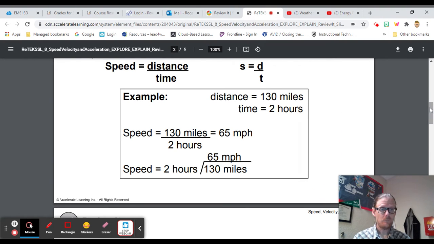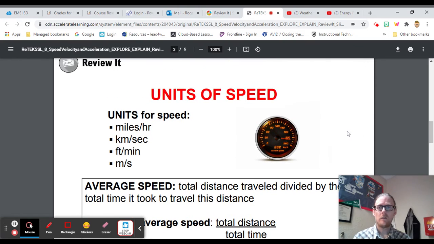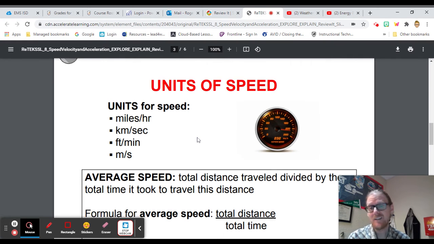Now, when you're measuring speed, the units you'll use are going to be either miles per hour, kilometers per second, feet per minute, or meters per second. So these little slashes you see are another symbol for division. So that means to divide.